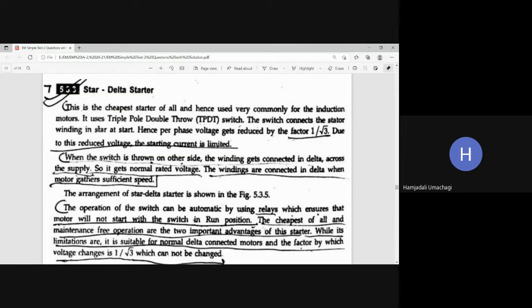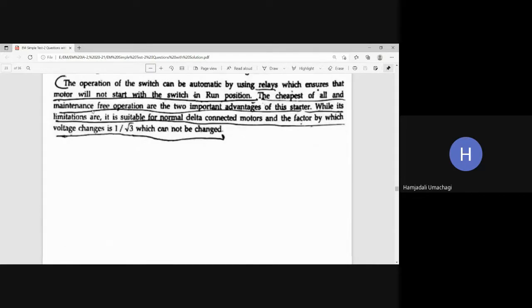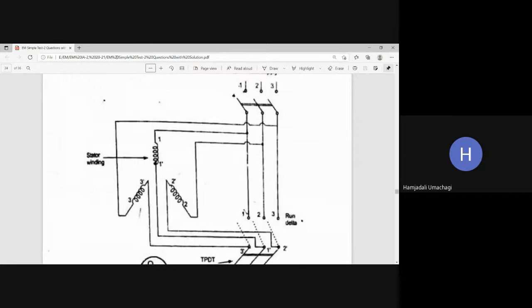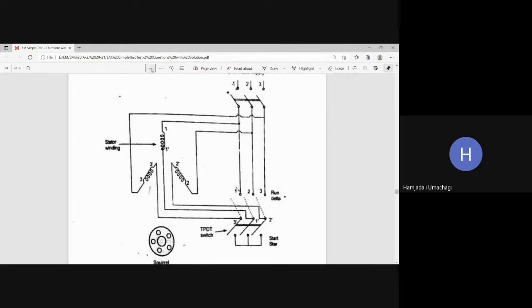Dear students, in today's class, we will discuss the topic of Module 4, that is starters used for AC motors. So here in today's class, we will discuss the star delta starter belonging to the Module 4 topic. So here we will see star delta starter. Okay. Now let us see the circuit diagram for the star delta starter first. So this is the circuit diagram for star delta starter.